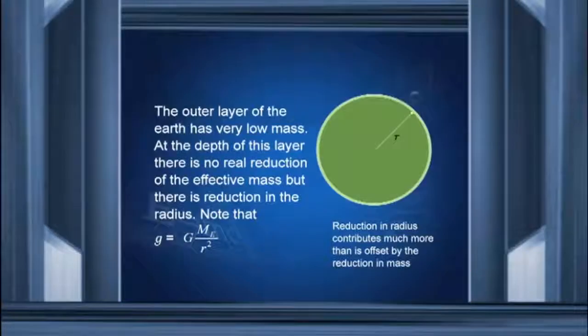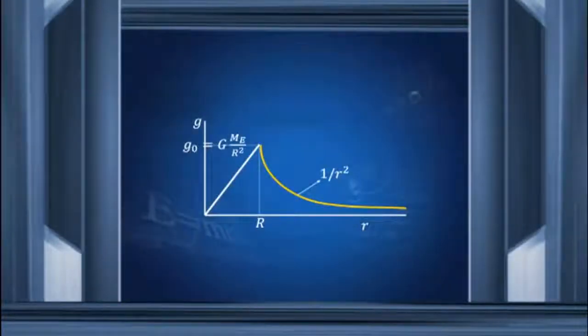Why does it happen? As I said, this sphere whose mass is neglected in calculating the value of g at a certain depth is very small. The change in radius is significant because g varies as 1 by r squared. Therefore, the value of g actually increases in the beginning. That is, if we go by this graph, it should not go like this, it should go like this. It should increase slightly and then maybe decrease. I will show you again.